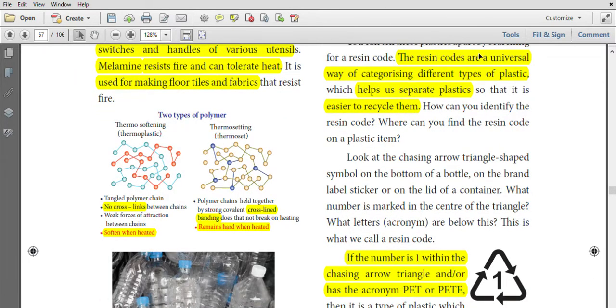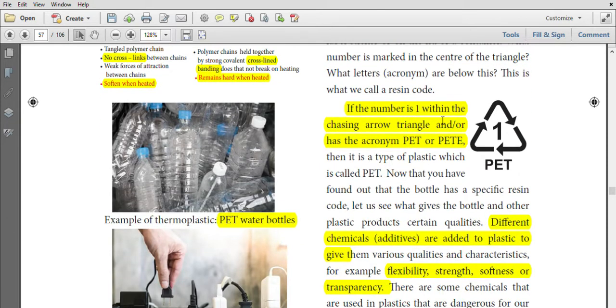The resin codes are a universal way of categorizing different types of plastic. Resin code is a number given under the bottles. It helps us to separate bottles and makes them easy to recycle. The code is present inside the chasing arrow triangle. Below it, PET is polyethylene terephthalate. It is a type of plastic.